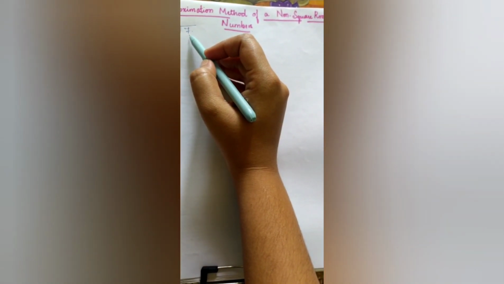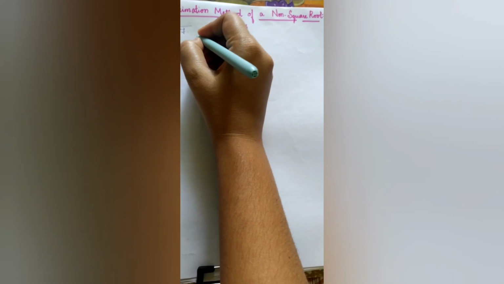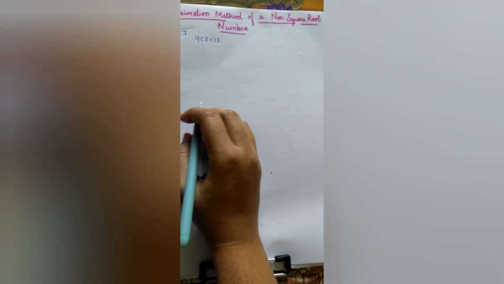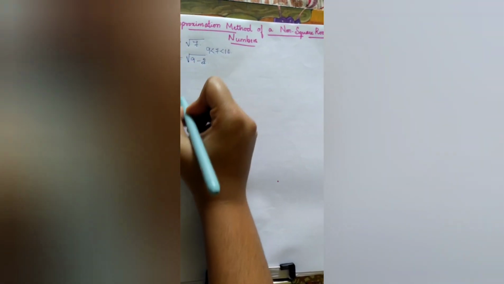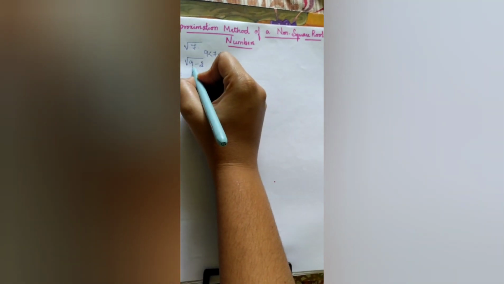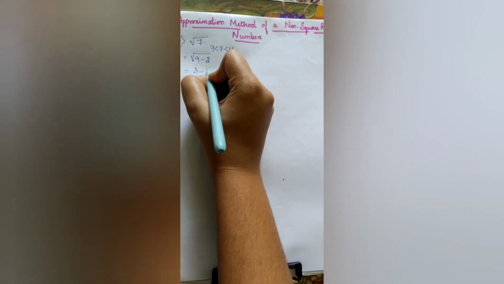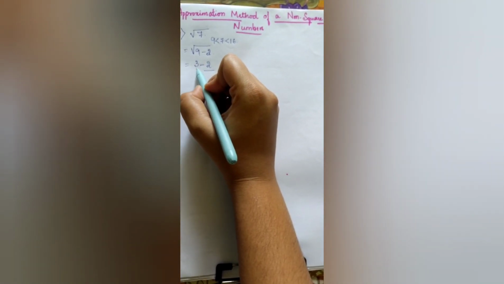one example. Square root of 7. So here 7 is not a perfect square number, right? So it lies between 9 and 16. So 9 minus 2 becomes 7. 9 minus 2. So what is the square root of 9? The square root of 9 is 3 minus 2. In the next step, you have to write down the double value of this number.